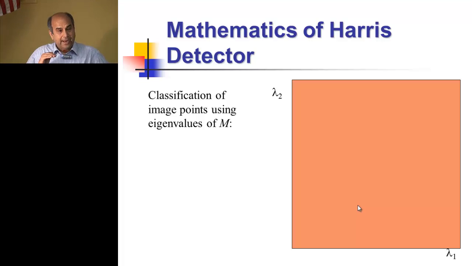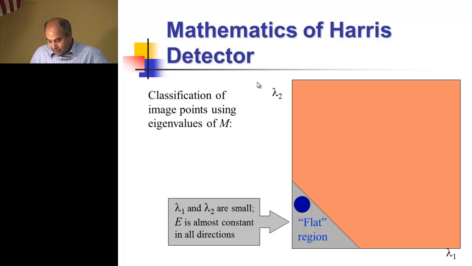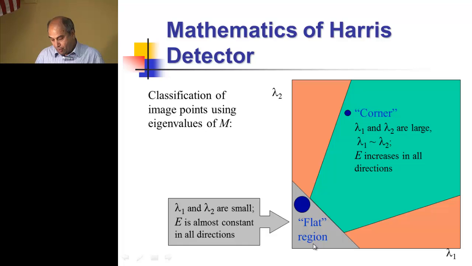So now if you look at the different values of lambda 1, lambda 2, these two eigenvalues, then what's going to happen is that if lambda 1, lambda 2 are very small or close to 0, then that will be the flat region. If you take a flat region window, compute the M matrix and find the eigenvalues, it will be around here. Now the corners will be around this region. So lambda 1, lambda 2 are large, and they are maybe close, and E will increase in all directions.